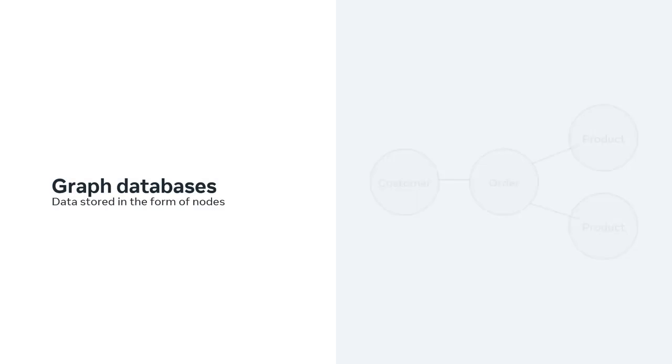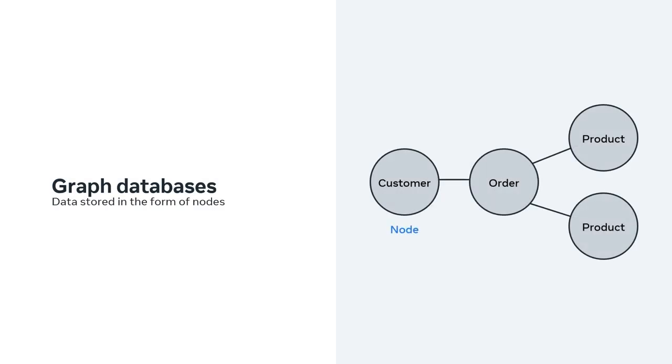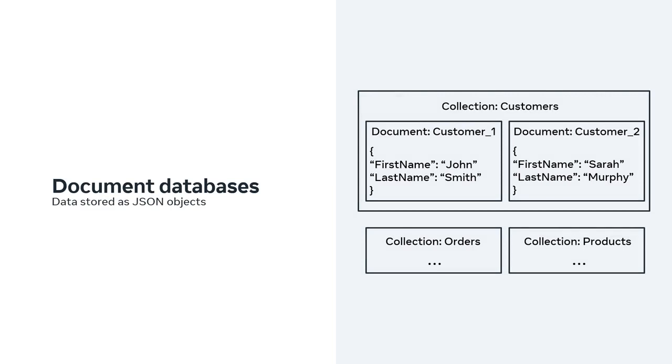Graph databases store data in the form of nodes. In this case, entities like customers, orders, and products are represented as nodes. The relationships between them are represented as edges. And finally, there's document databases where data is stored as JSON, or JavaScript Object Notation objects. The data is organized into collections like tables. Within each collection are documents written in JSON that record data. So in this example, customer documents are held in a customer collection, while order and product documents are stored in the order and product collections.